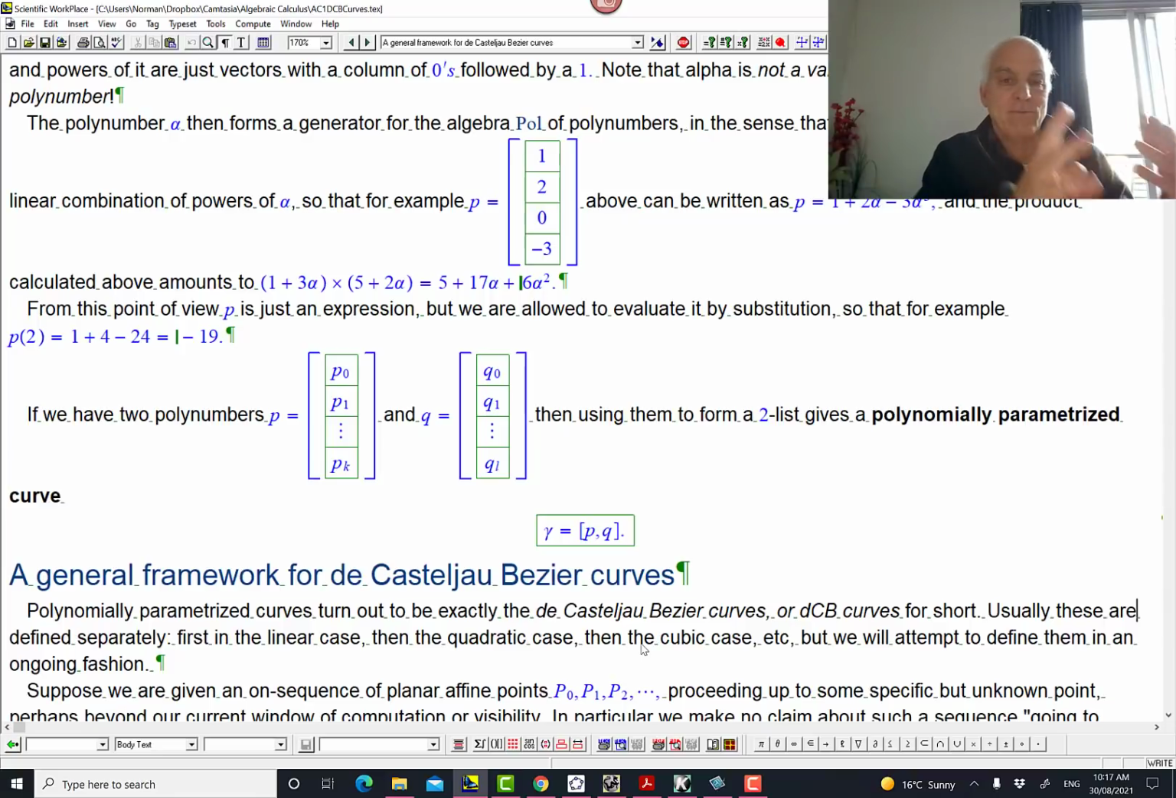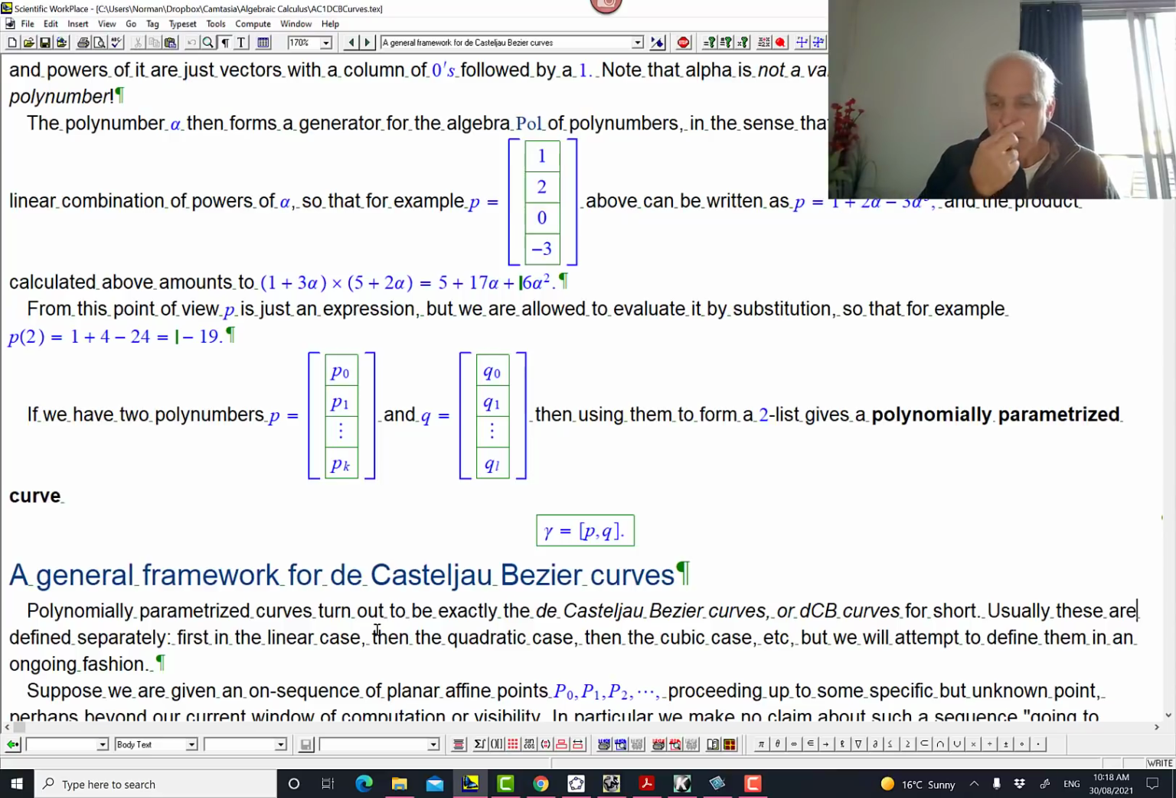Okay, so we want to connect what we've just talked about with this sort of geometrical situation where we start with control points and somehow create this curve from a locus of combinations. So it turns out that these things are crucially connected, and it's really important to understand this, okay? So we're now going to explain why these polynomially parametrized curves that we've just introduced turn out to be exactly the same as the de Castelnau-Bézier curves, or DCB curves for short.